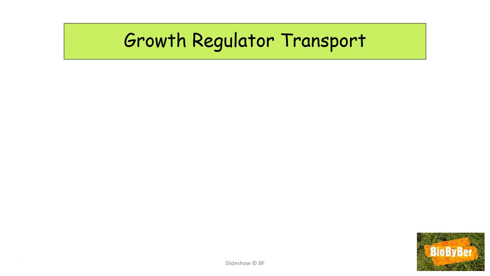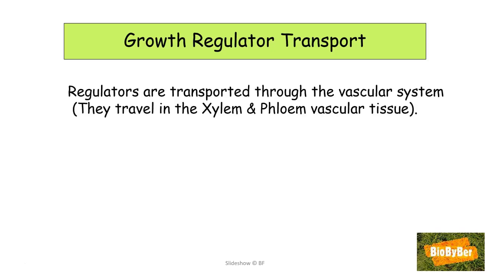How are growth regulators transported in the plant? This is another objective of this lesson. Well, regulators are actually transported through the vascular system of the plant. In other words, they travel in the xylem and phloem vascular tissue. Vascular tissue is tissue that's used for transport. In a human, blood would be referred to as vascular tissue because it transports dissolved substances.